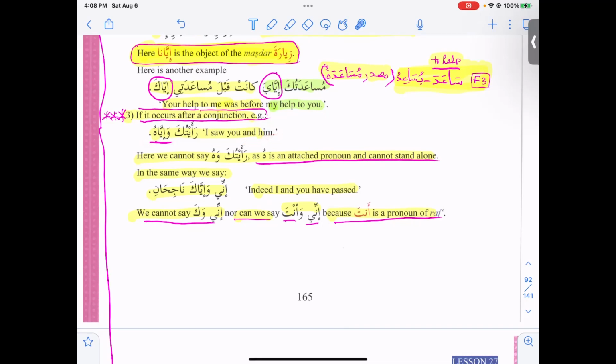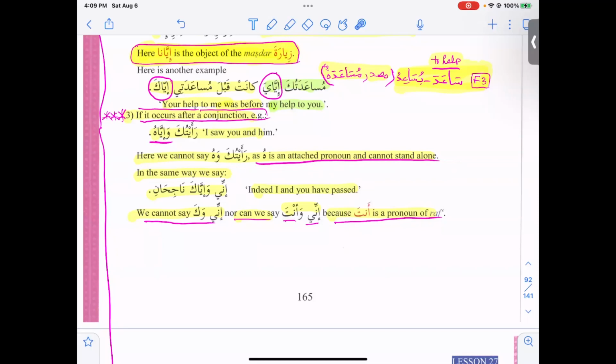Here we cannot say ra'aytuka wahu. Forget about that. We cannot say ra'aytuka wahu. So ra'aytu, one maf'ul bihi, then harf atf, and another maf'ul bihi, and it is ma'tuf 'ala this, ba'd zarf, harf atf, wa iyahu. So there is more explanation. We cannot say ra'aytuka wa hu. Hu is an attached pronoun and cannot stand alone, so we have to give the support of iya.